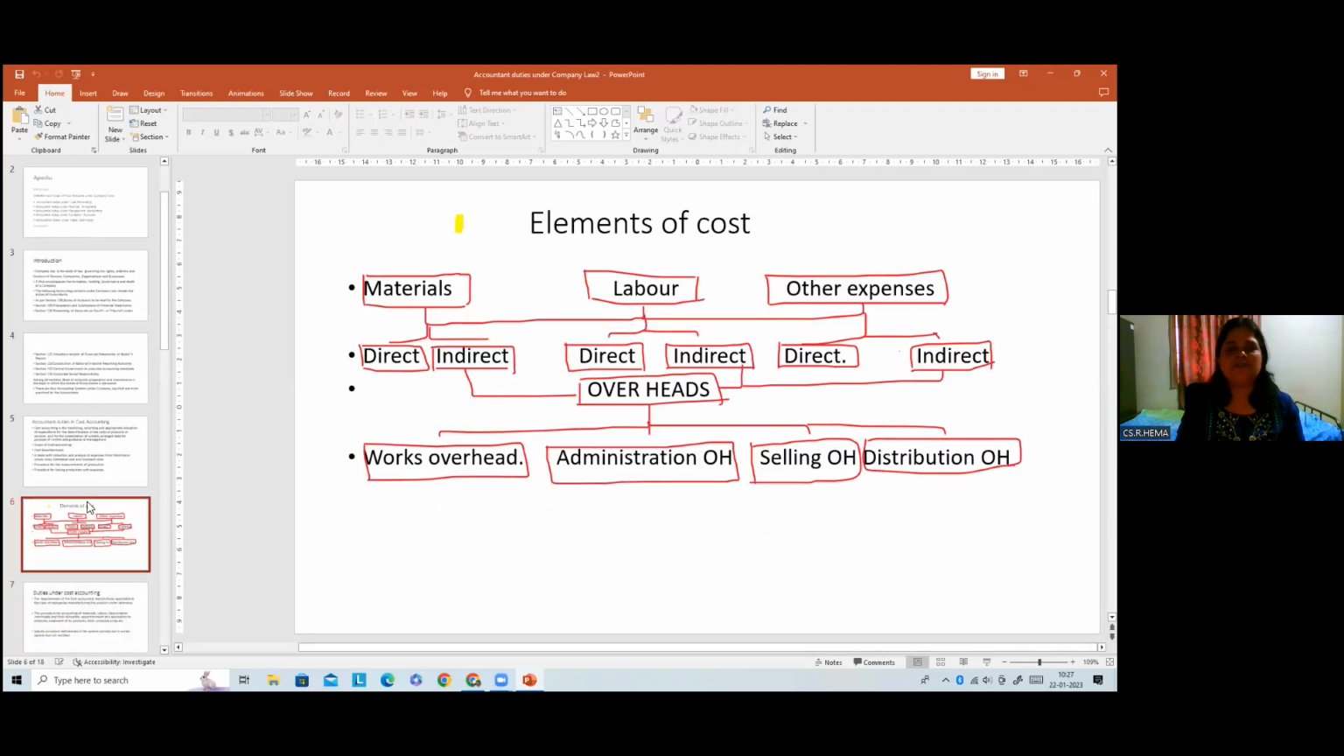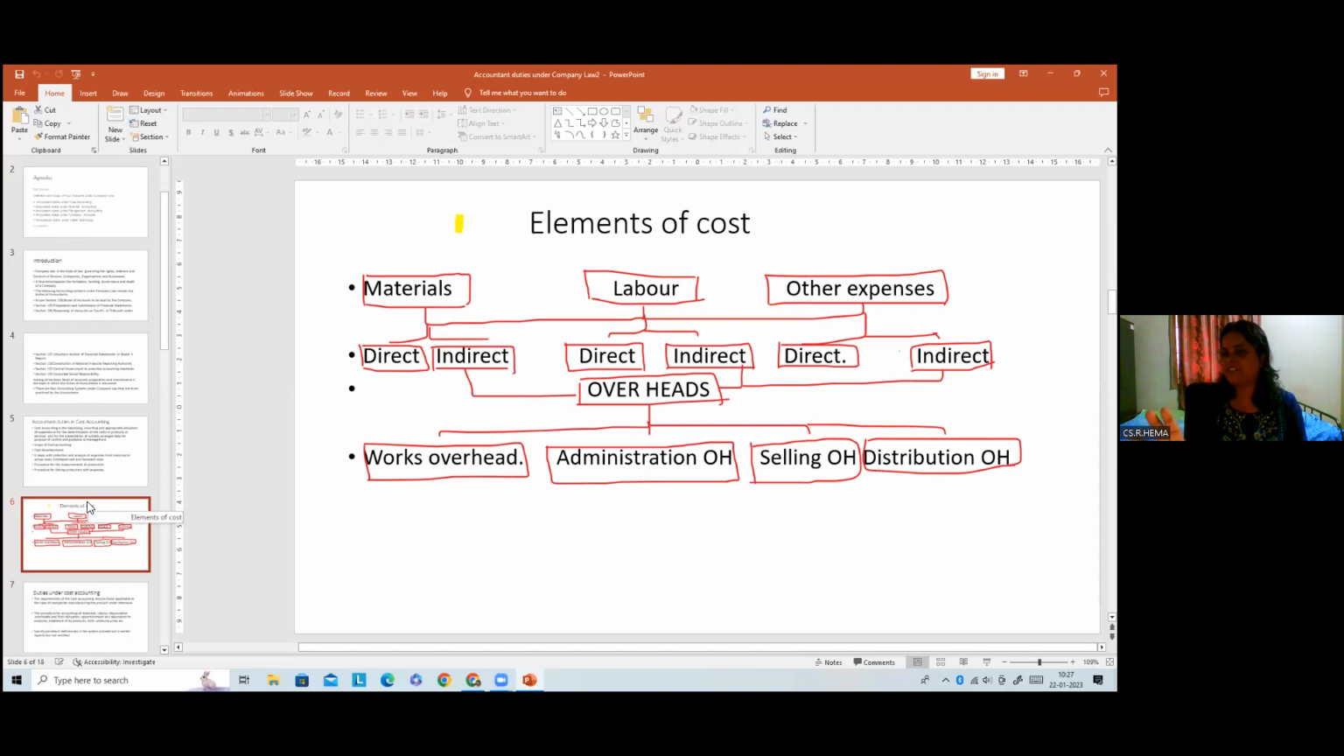This is the elements of cost which I want you to explain. What are the major elements of cost? If we know these key points, we can work with the cost accounting firms. I have taken the important points for the cost.